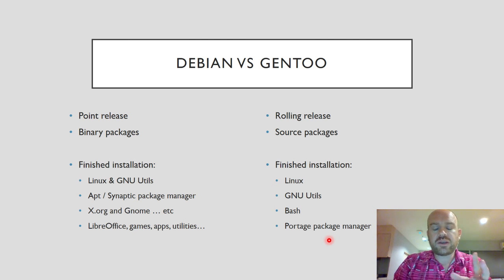And that choosing and configuring is what I want to do in this series. Because somehow we want to end up with a system kind of like the Debian system, but where we made all the choices ourselves. Okay.